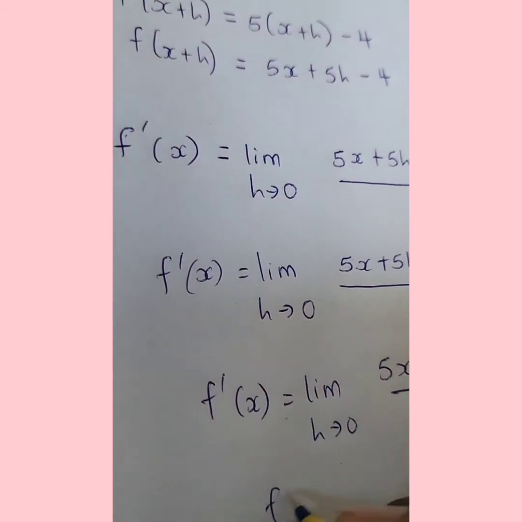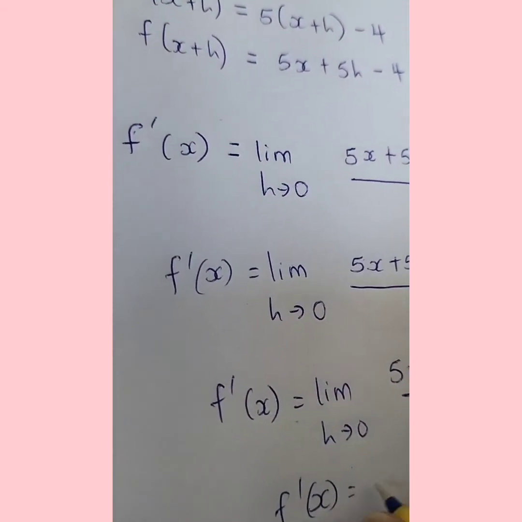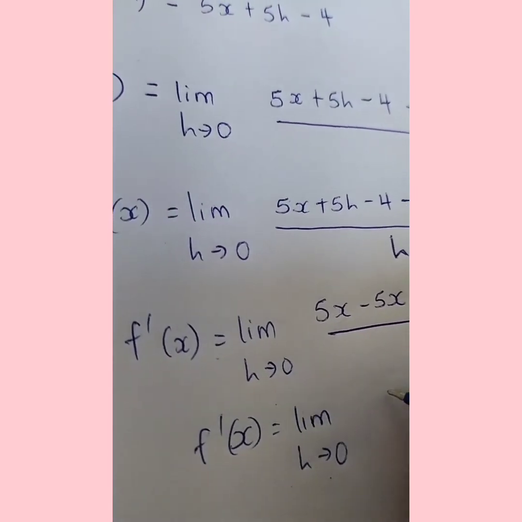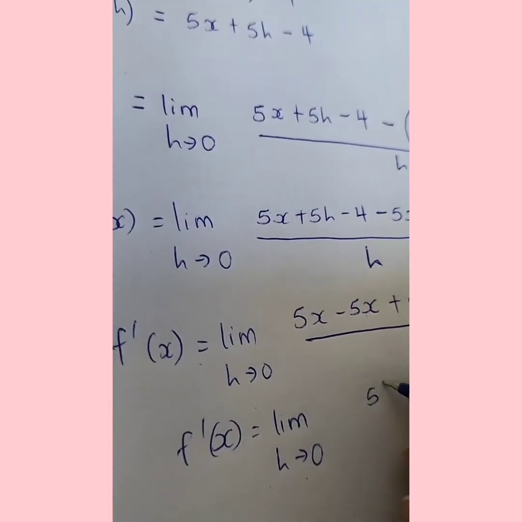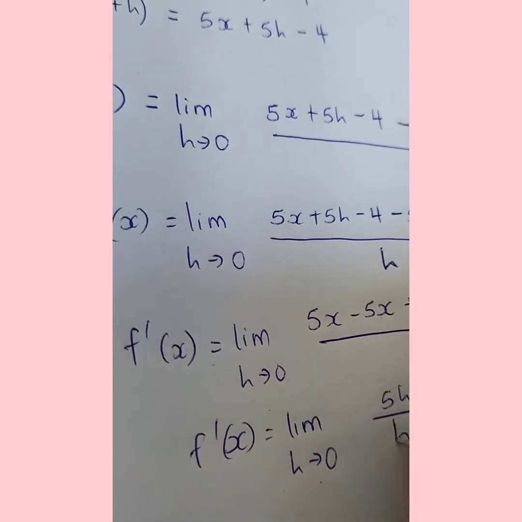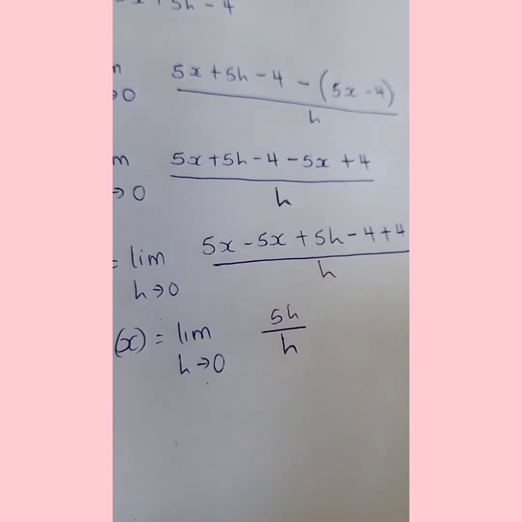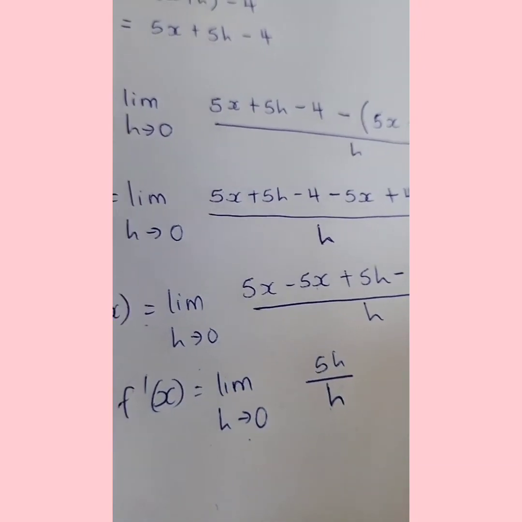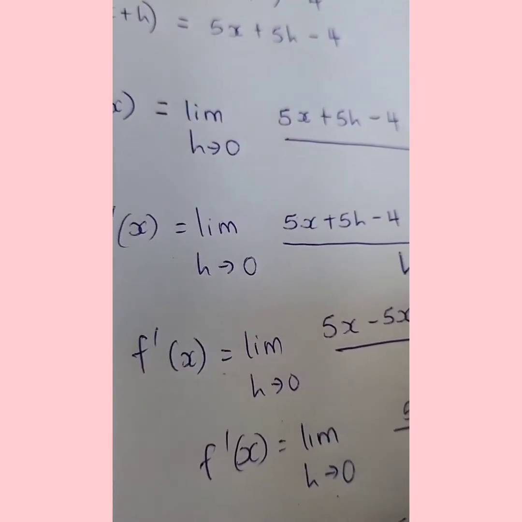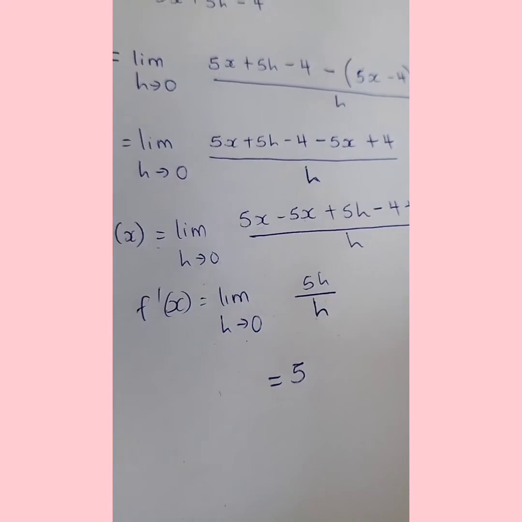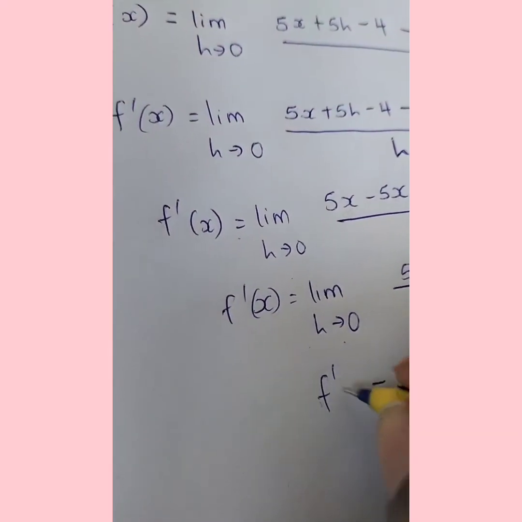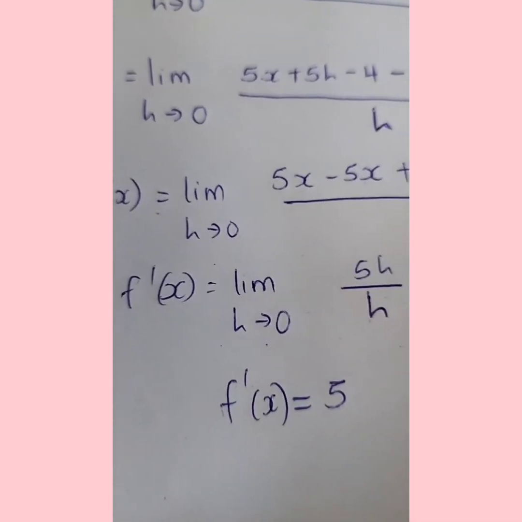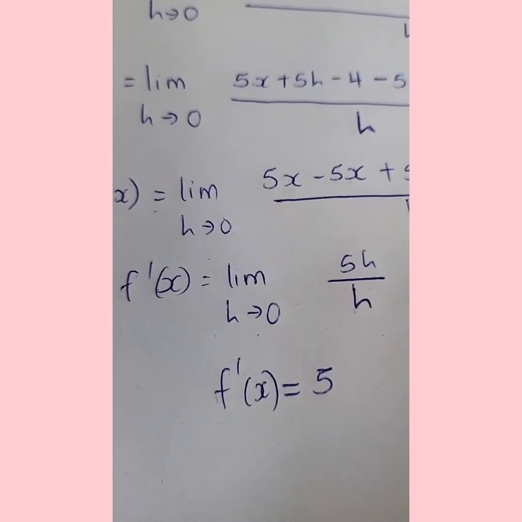So we have the limit as h approaches 0 of 5h on the numerator, and the denominator is still h. When you divide h by h, you get 1. So our answer is 5. That's how you get it. So the derivative of the function is 5.